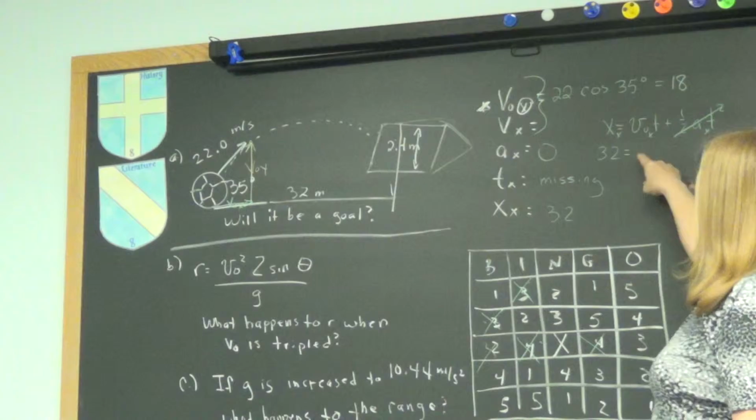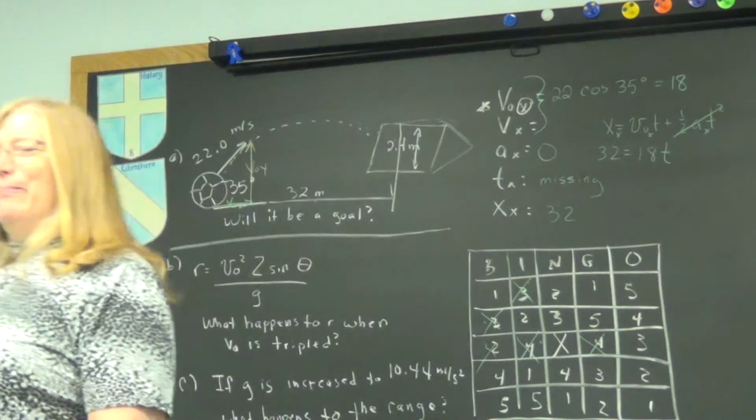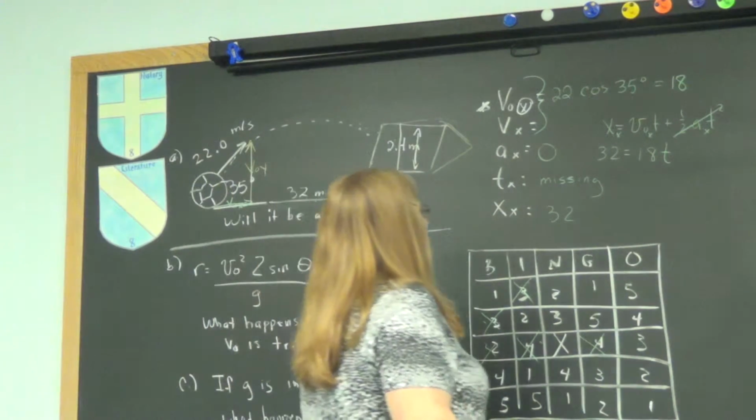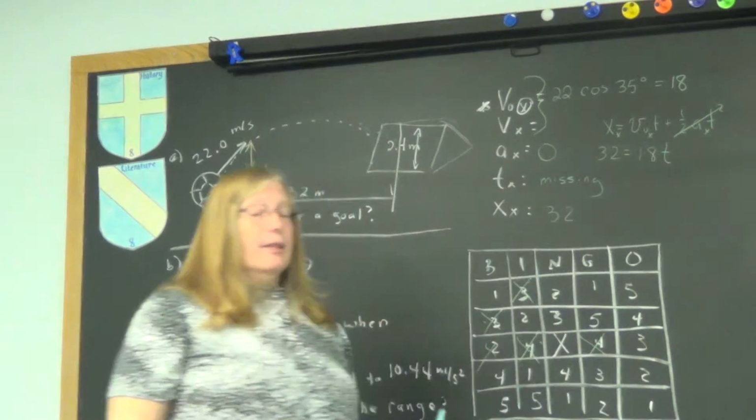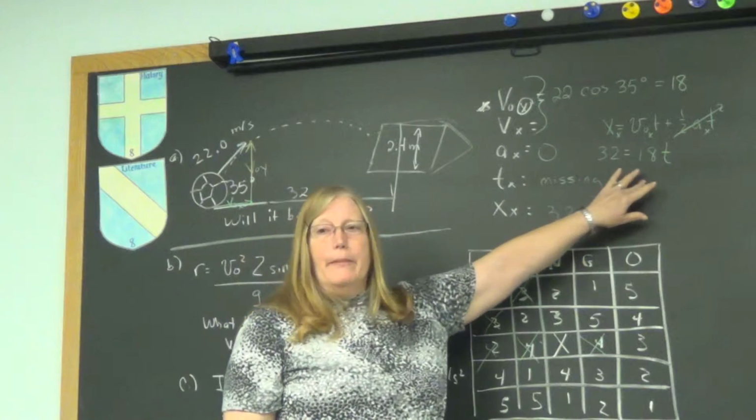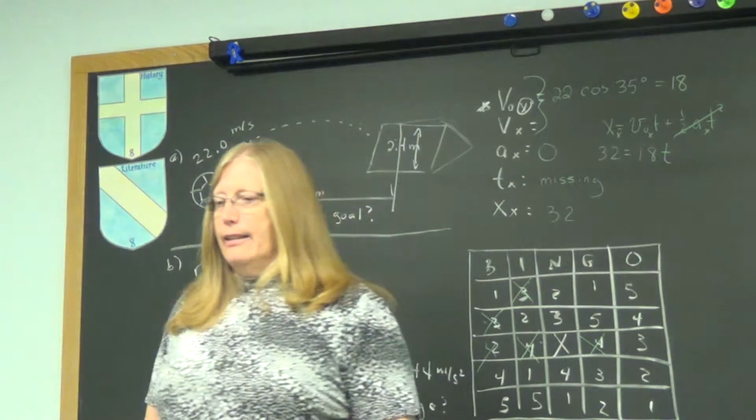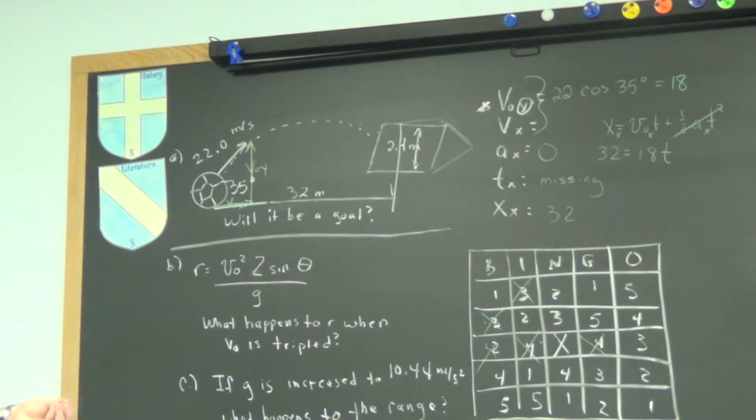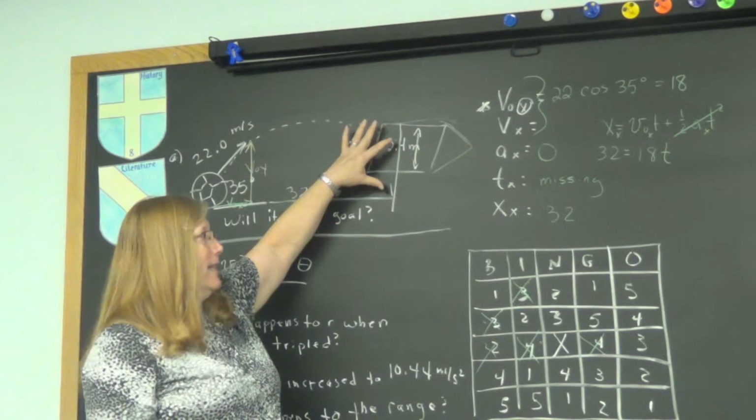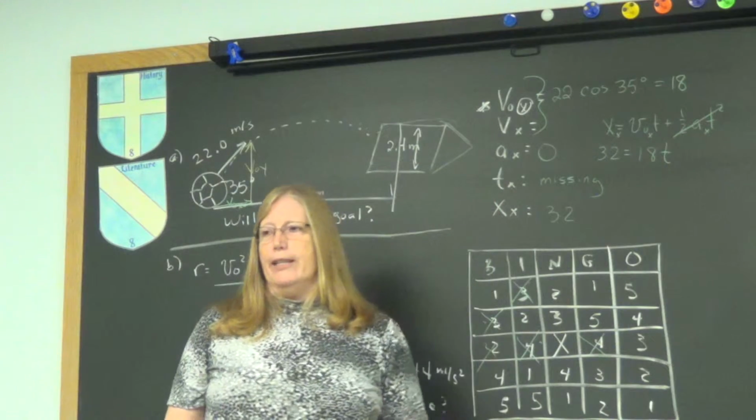Yeah, 18 t. So that's sort of it. On this part, we were able not to find what we wanted, but can we now find time at this point? Yeah. All right, so go ahead, and the question does not ask for time. It asks, will it be a goal, which is a question and why, which really means how high is it? But we're gonna need time, so we went down this path for a reason.